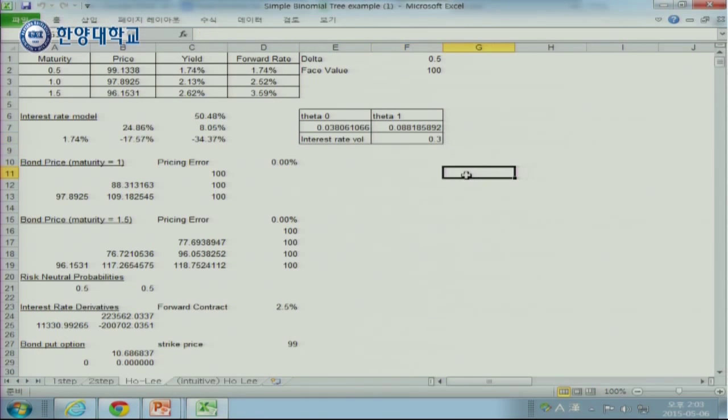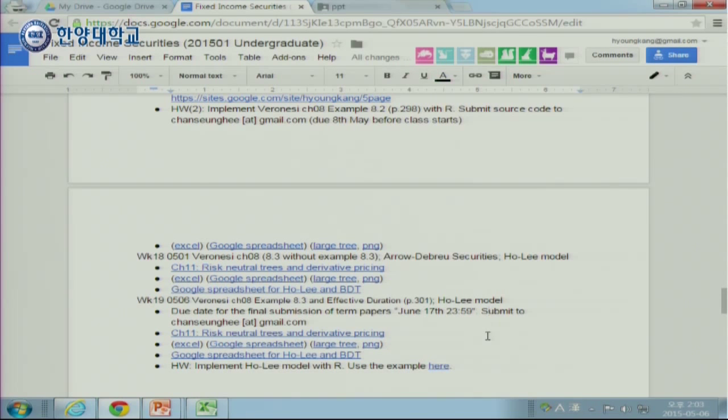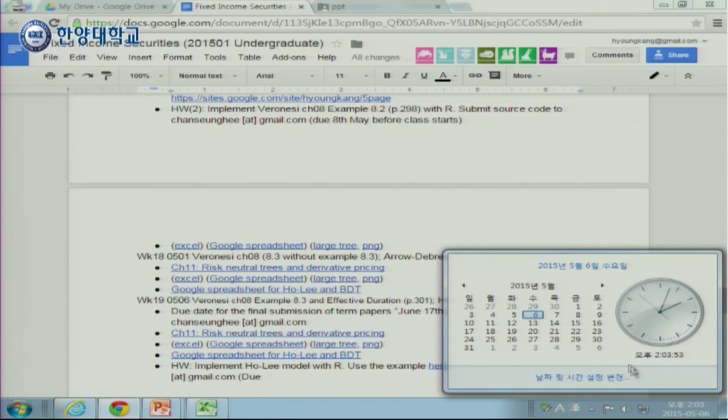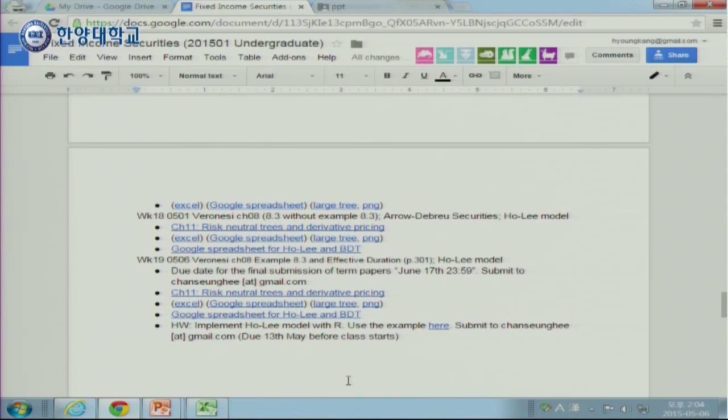So please use this data. And then what would be the proper due date? Any suggestion? Next Friday, the 15th. Okay. No, that's too long. The 13th. Okay. May 13th, before class starts. Good. Any question about today's topic?